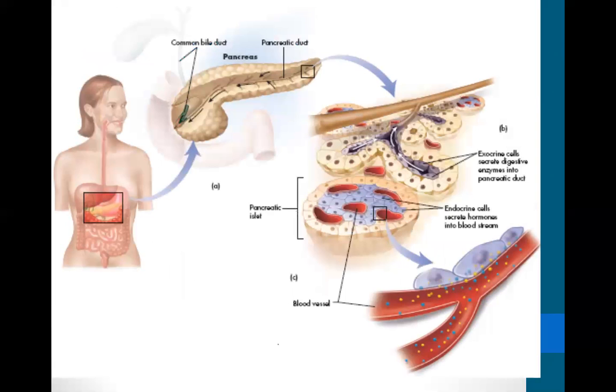This is a picture of the pancreas and the cells within the pancreas. The pancreas has some cells called beta cells, and those beta cells can release insulin into the bloodstream, which can help us uptake glucose.